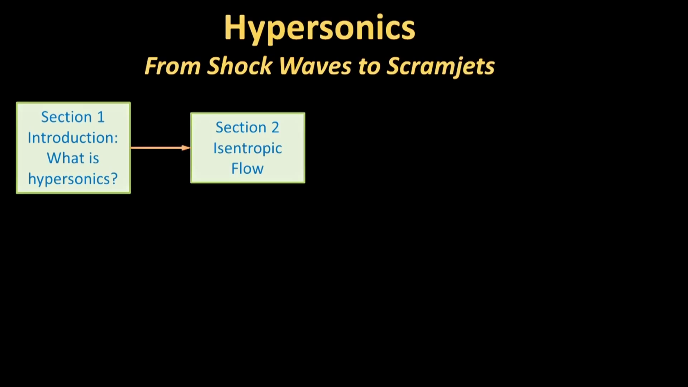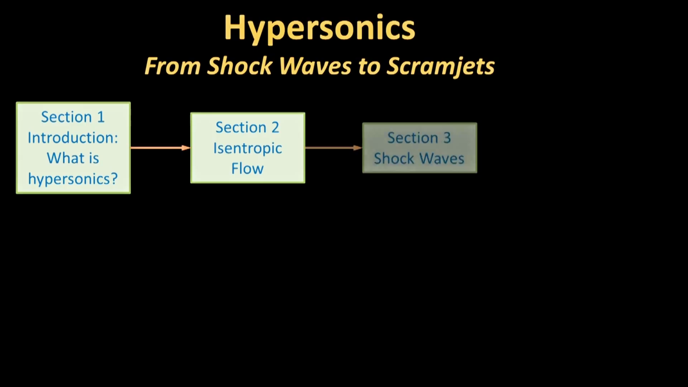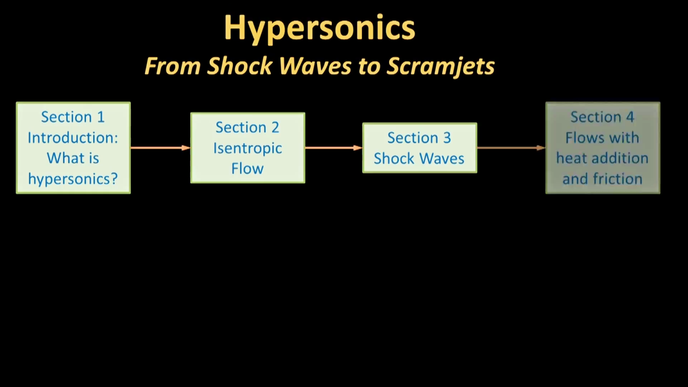Section 2 is all about isentropic flow, such as might occur in an expansion nozzle of a rocket or in the nozzle of a scramjet. In Section 3 of the course, we'll look at shockwaves, where they occur, and how we can determine the changes that occur in flow properties as a gas passes through a shockwave. In Section 4 of the course, we'll look at what happens to a compressible flow when you add heat and where there's friction at the walls containing a flow. These are the types of phenomena that occur in combustors in scramjets.